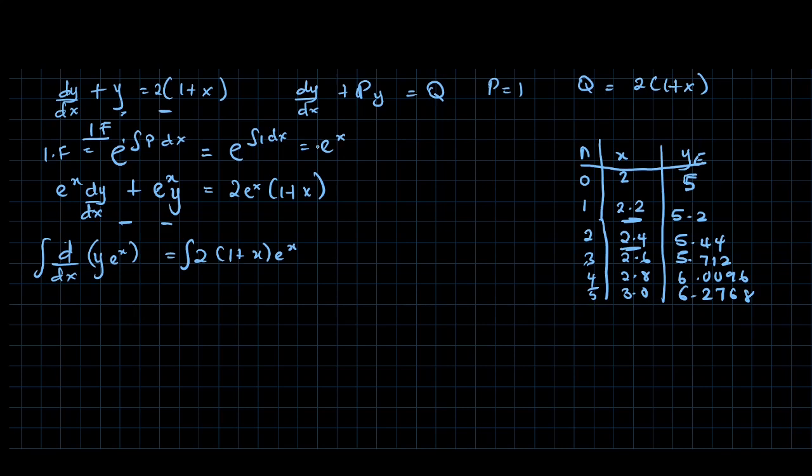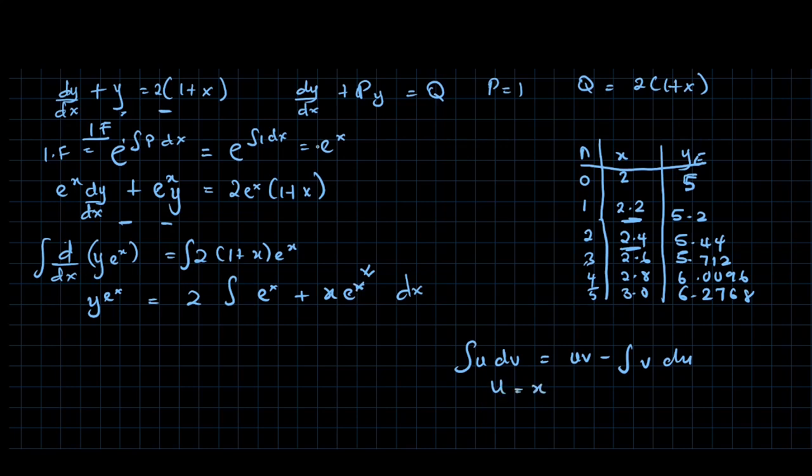We're going to have y e^x on this side equals 2 will come out, leaving you with, we're going to simply expand this, e^x plus x e^x. Now we need to integrate this using integration by parts. Remember, integration by parts is the integral of u dv equals uv minus the integral of v du. So in order to integrate this, let u be equal to x, so that means du is going to be equal to dx, and dv is going to be equal to e^x dx. If you split this, maybe to look much more understandable, it also has 1 dx. And so therefore in this case v will be equal to e^x.